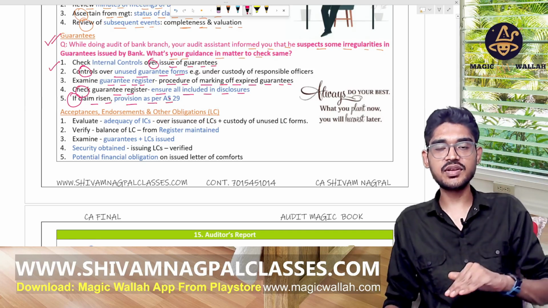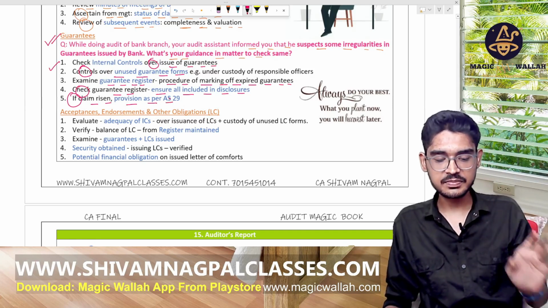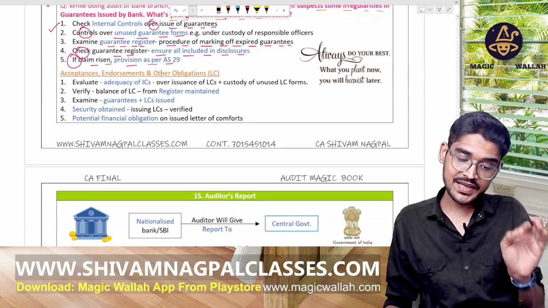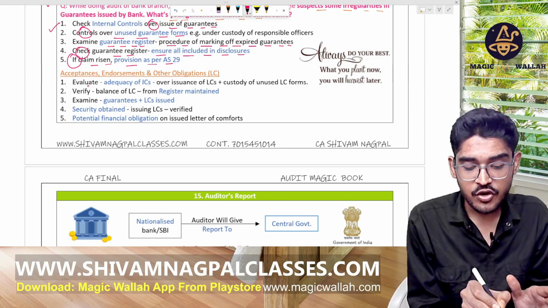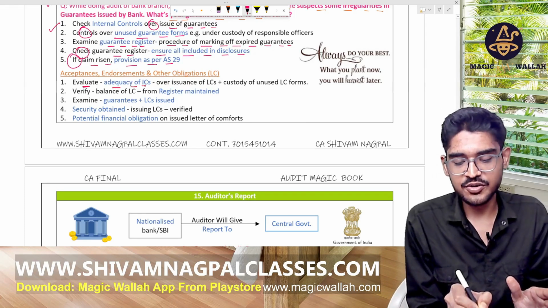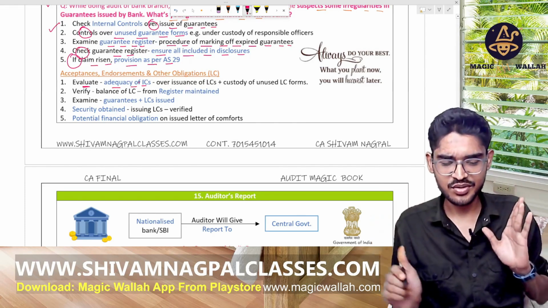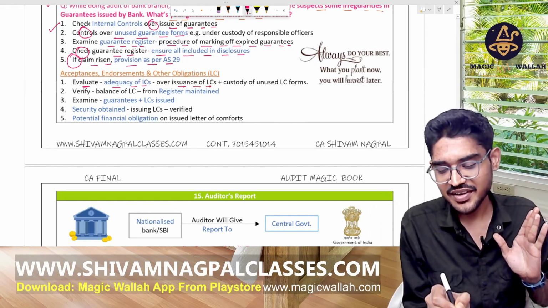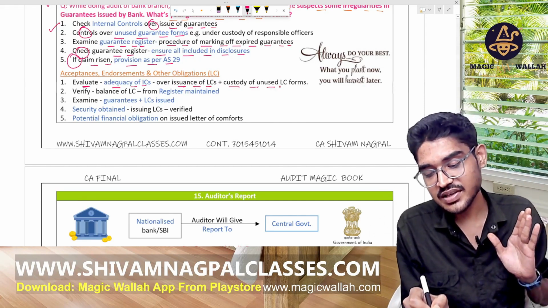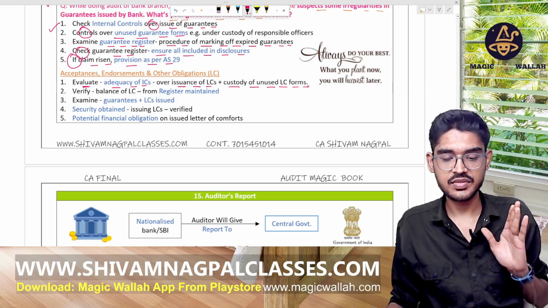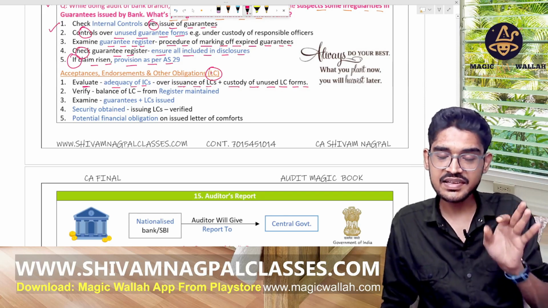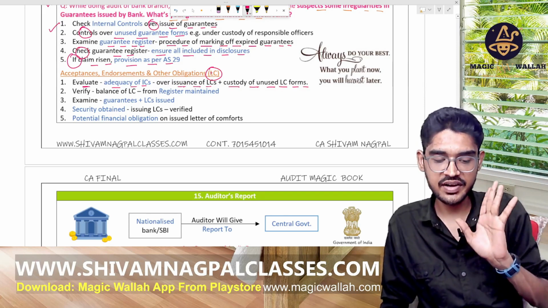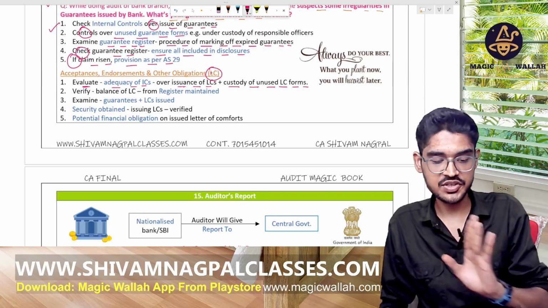Okay, these are basic provisions, accounting provisions that you can learn. For the acceptance, endorsement, and the other obligations, you have to evaluate the adequacy of the internal control. This is a basic point. You have to check the internal control over the issuance of the letter of credit, custody of the unused letter of credit form. Okay, you can see the LC. Acceptance, they are talking about the LC here. You can see letter of credit, acceptance, endorsement, and the obligations.